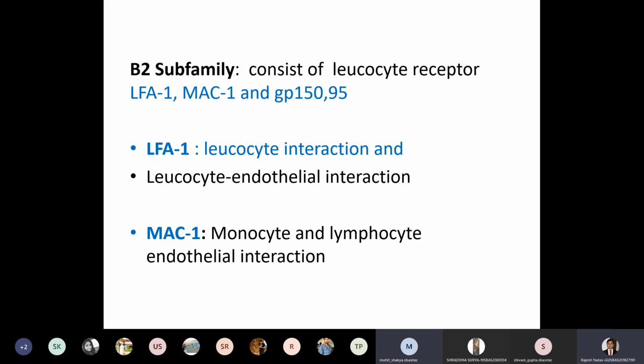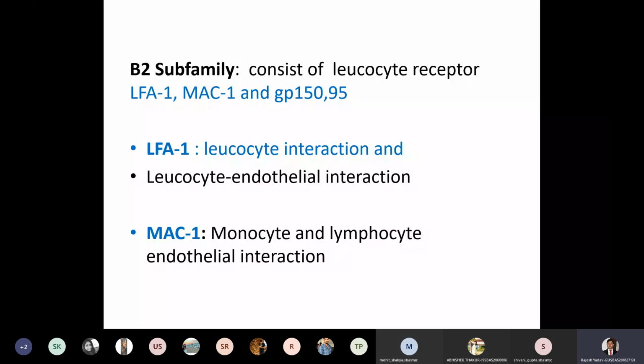Wait a minute, I will tell you now. LFA, that is an integrin. So the name, if any full form is present, then definitely it will be given here. So its full form is lymphocyte function associated antigen. Lymphocyte function associated antigen, okay.